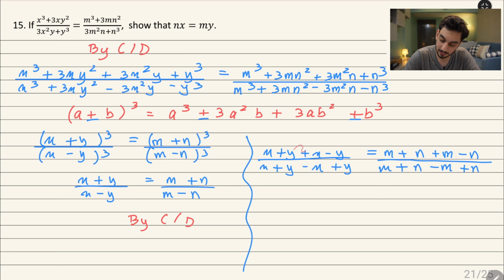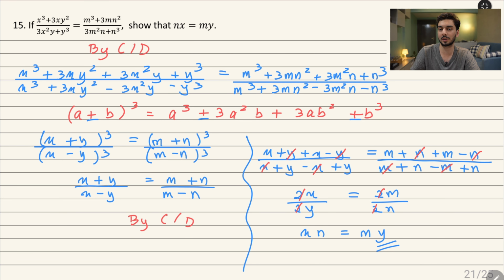Let's cancel out a few things. y and minus y, x and minus x go away, n and minus n go away, m and minus m go away. So I'm left with x plus x, which is 2x, upon y plus y, which is 2y, is equal to 2m upon 2n. Get rid of all the 2's from both sides and just send the n and y to the other side, so it becomes xn is equal to my.